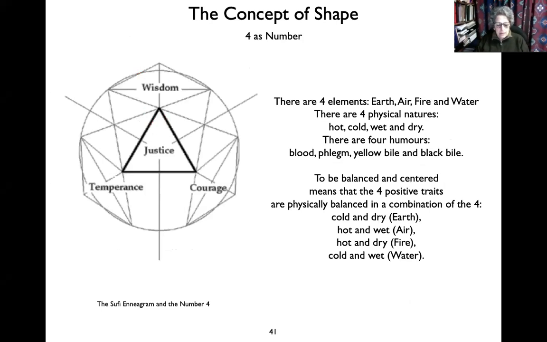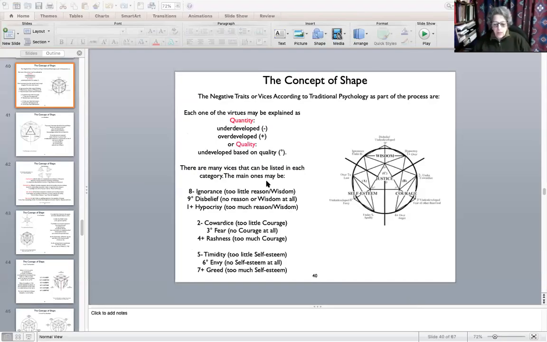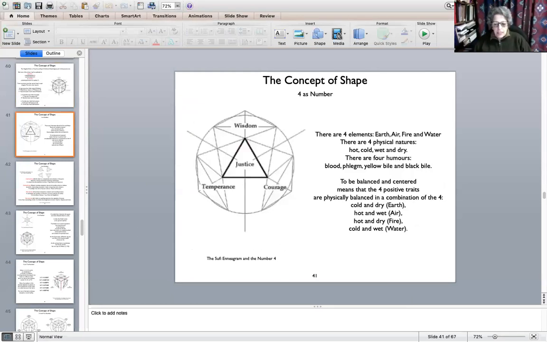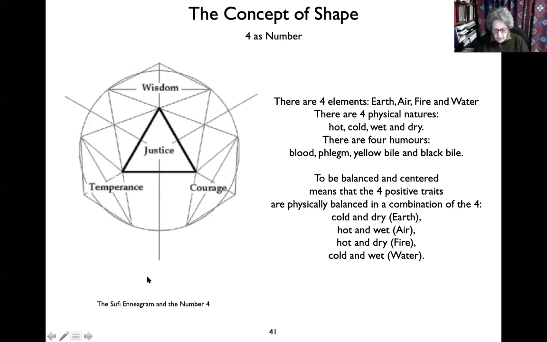So the concept of shape, now we get to 4 as number. There are 4 elements: earth, air, fire, and water. 4 physical natures: hot, cold, wet, and dry. There are 4 humors: blood, phlegm, yellow bile, and black bile. And blood is the sanguineous, phlegm is the serous, yellow bile is bilious, and black bile is atrabilious.